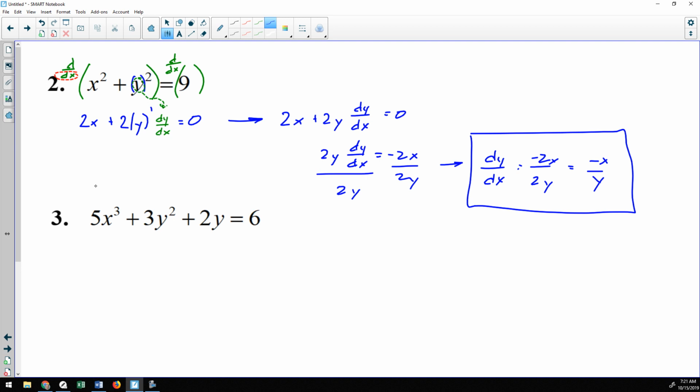So let's move on to number 3, the derivative of 5x cubed. Well, that's an x, so I don't have to do anything funky with that. By the way, I am differentiating this whole equation.